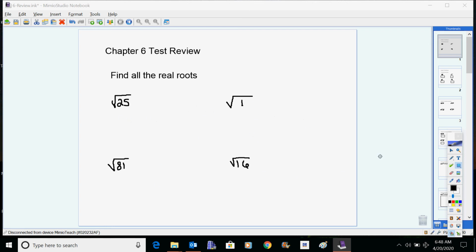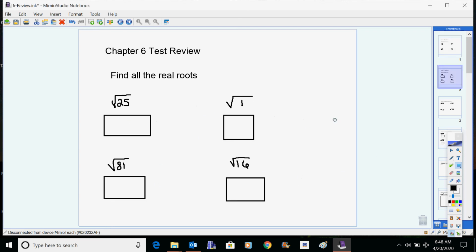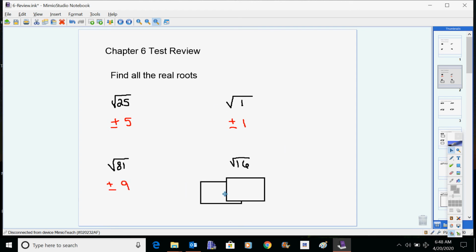Most of you for a long time have been able to do the square roots. Just don't forget that when it says to find all the roots, you're looking for the positive and the negative. So it's not only 5, but it's also -5 here. Not just 1, but -1, because both of those multiplied together give you 1. Not just 9, but -9. And then this, of course, would be 4. 4 times 4 is 16, but also -4. And just to review that the plus minus does mean that it's both of those, plus or minus.